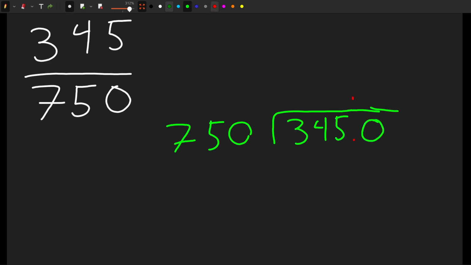Now, can 750 go into 3,450? I know that 700 times 5 is 3,500, so I'm going to do 750 times 4. I'm pretty sure that's going to work. There we go. 0 times 4 is 0. 5 times 4 is 20.